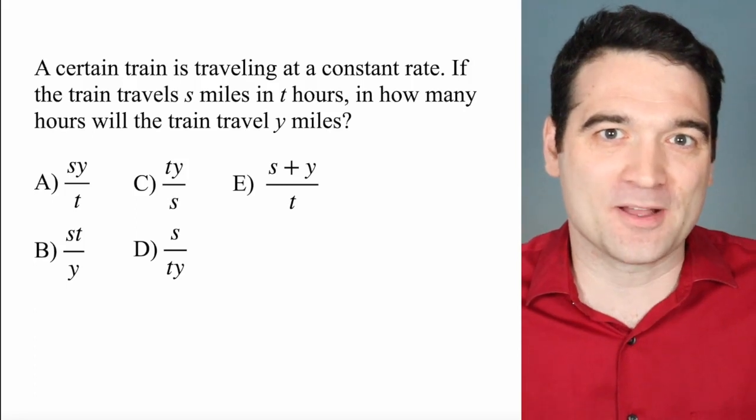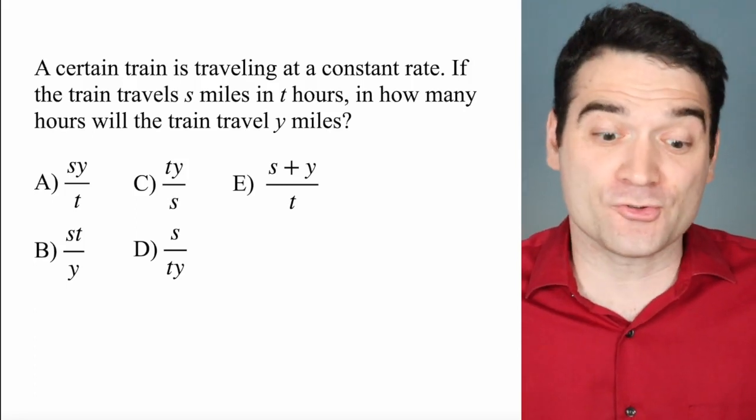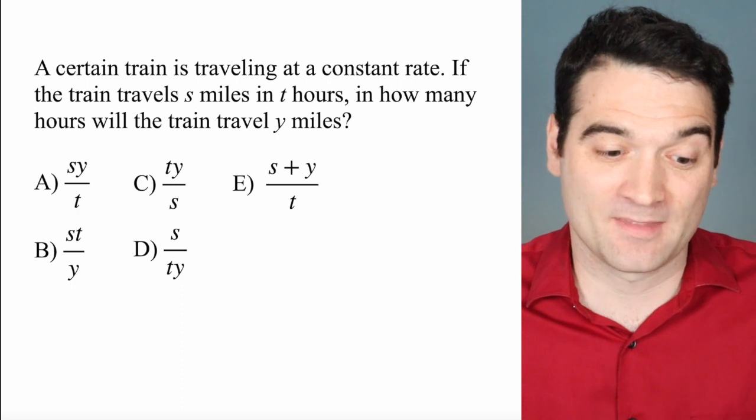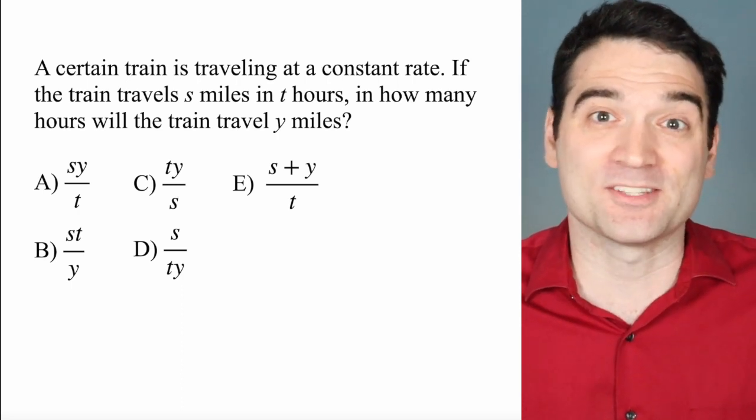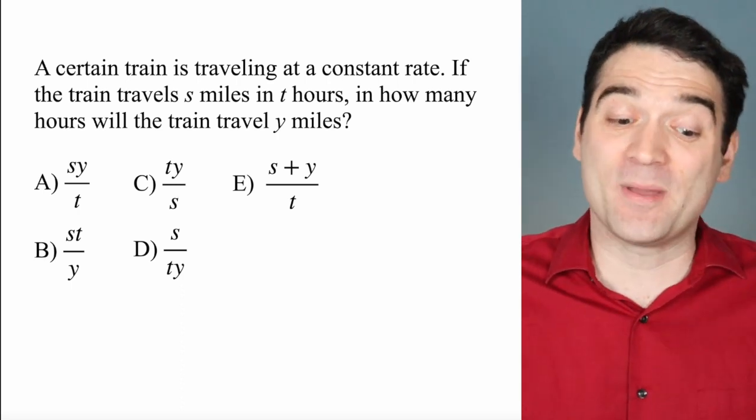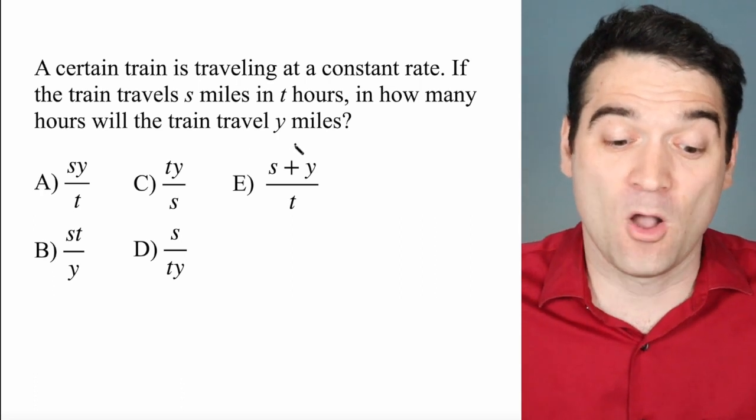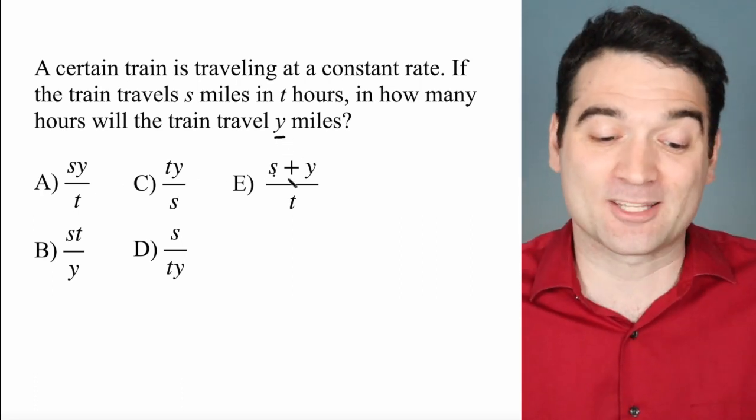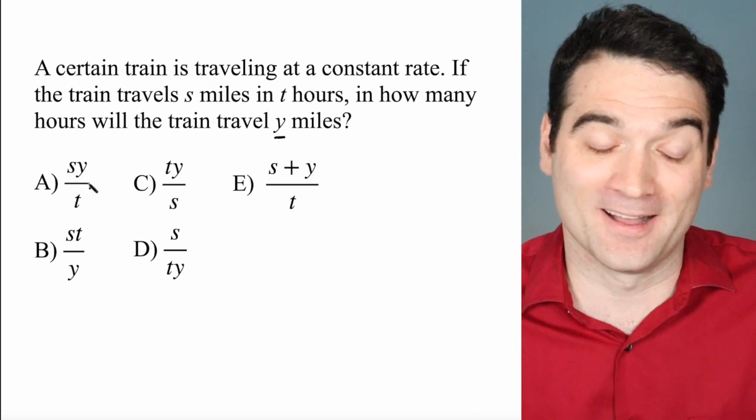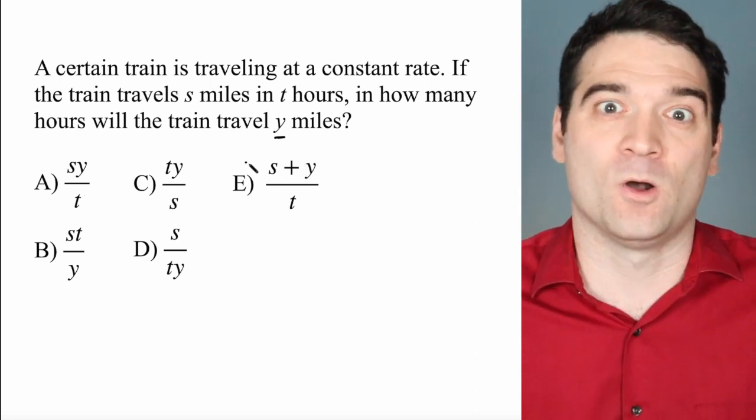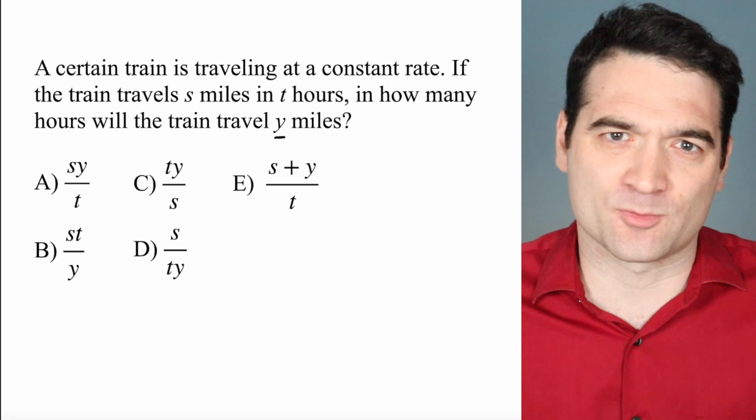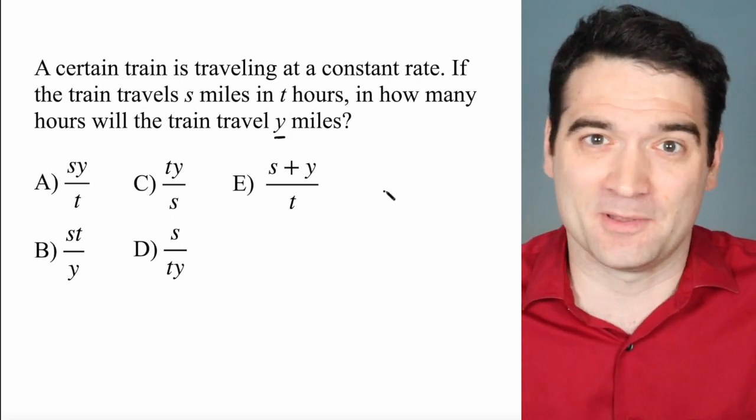Here's a GRE algebra question. Let's take a look. A certain train is traveling at a constant rate. If the train travels s miles in t hours, in how many hours will it take the train to travel y miles? And then we have these answer options right here that are all in terms of s, y, and t. Whoa.